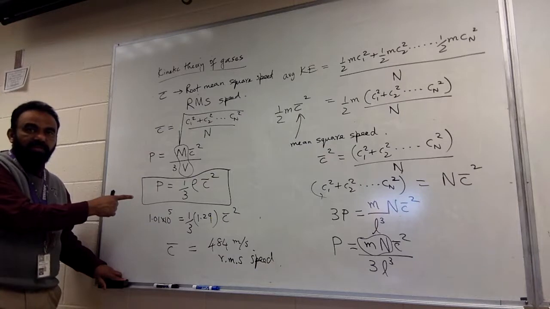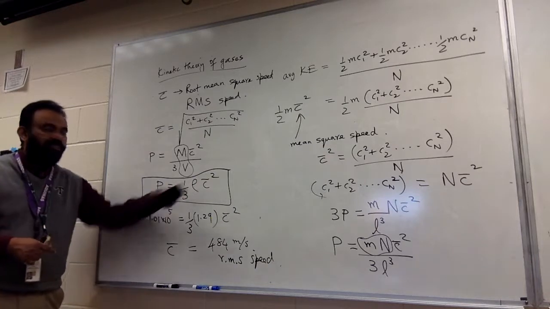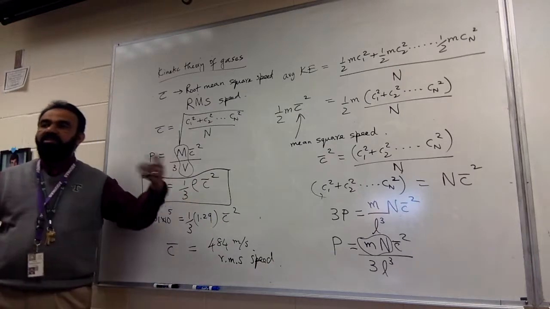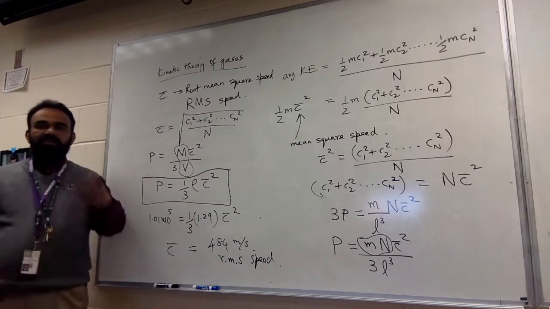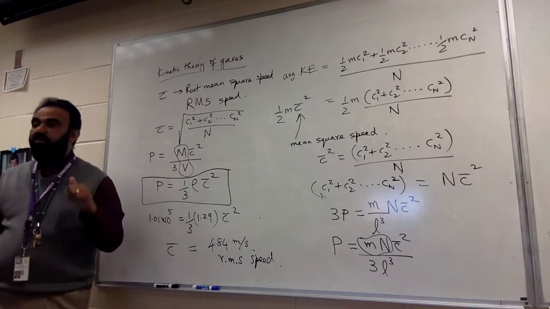So do you understand this equation now? This is the pressure in the room, so you can actually figure out. If I tell you the density of hydrogen in a container, and if I tell you the pressure in that container, can you figure out how fast they're moving?